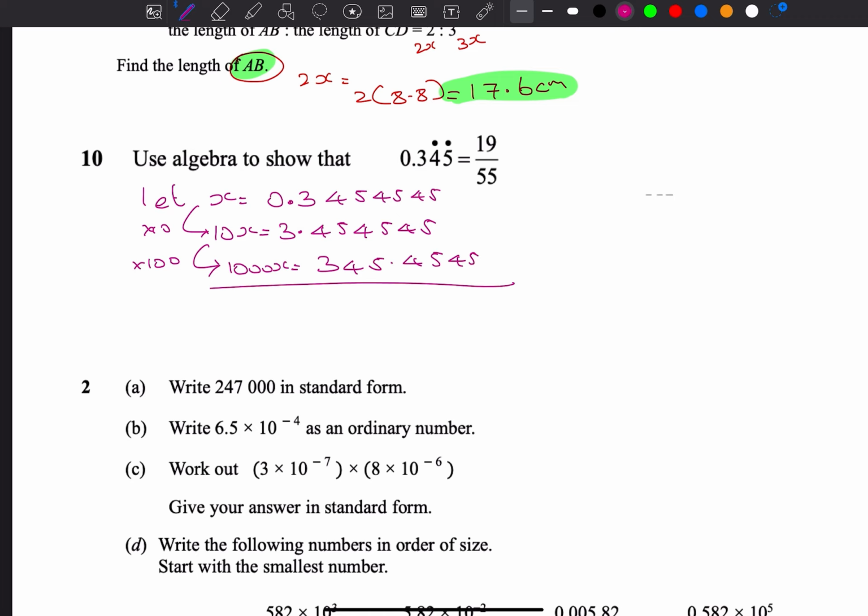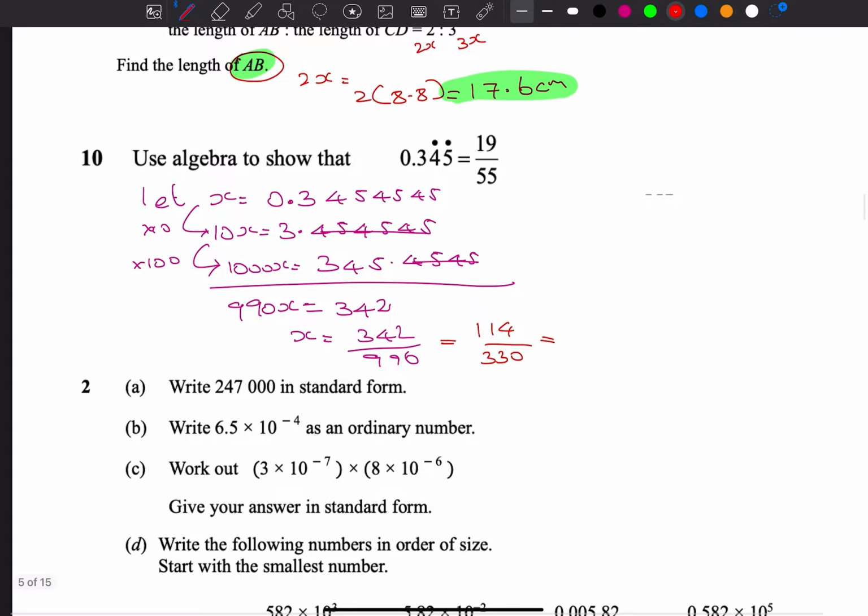345.4545. You can subtract those last two. The 0.45 goes. 1000x take away 10x is, sorry, 990x equals 345 take away 3, which is 342. X is 342 divided by 990. You should simplify it. If you divide it by 3, that's 114 over 330. Divide by 3 again, that's 38 over 110. If you divide it by 2, 19 over 55. Okay, there you go. It's been shown.